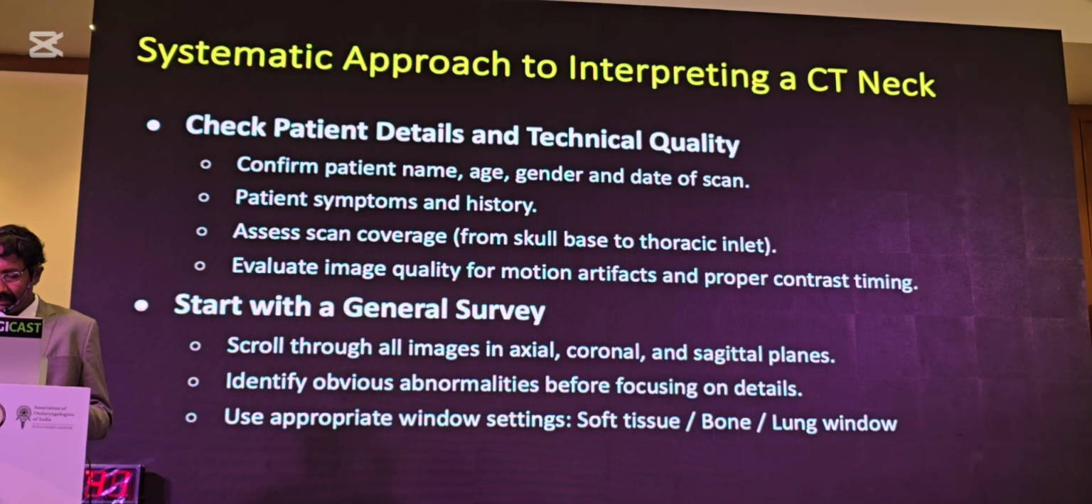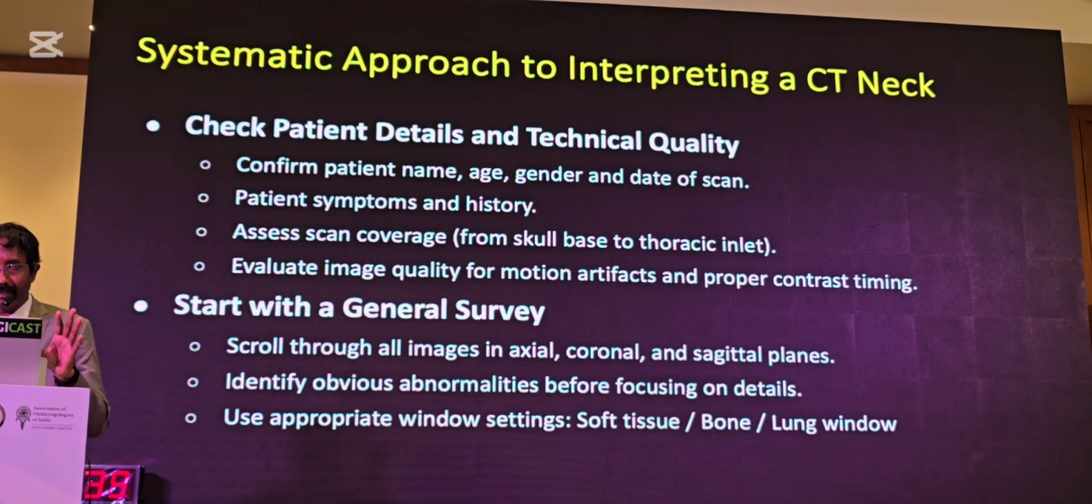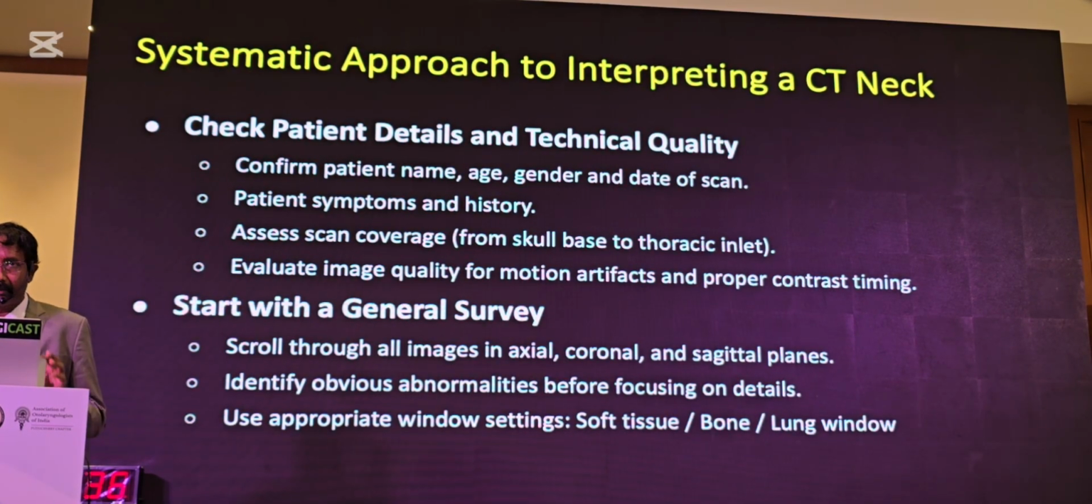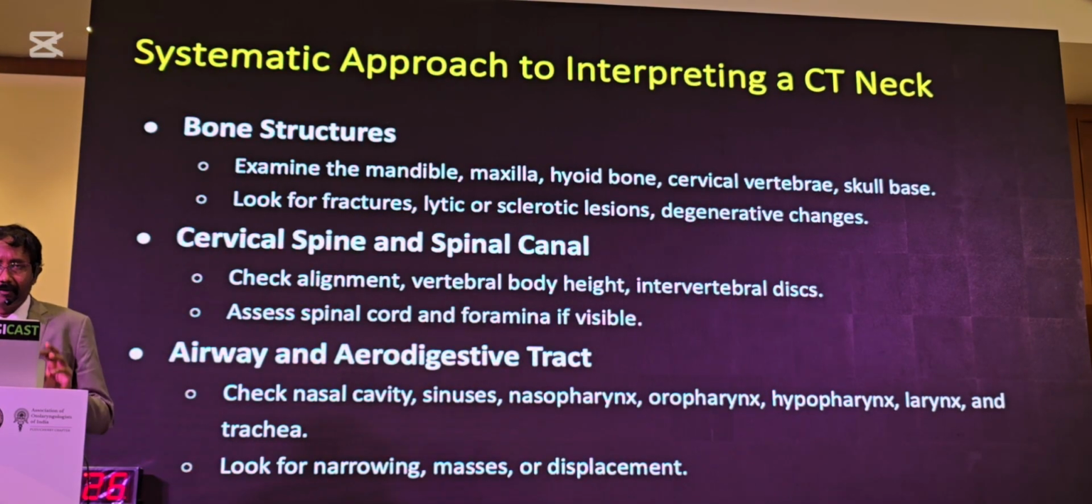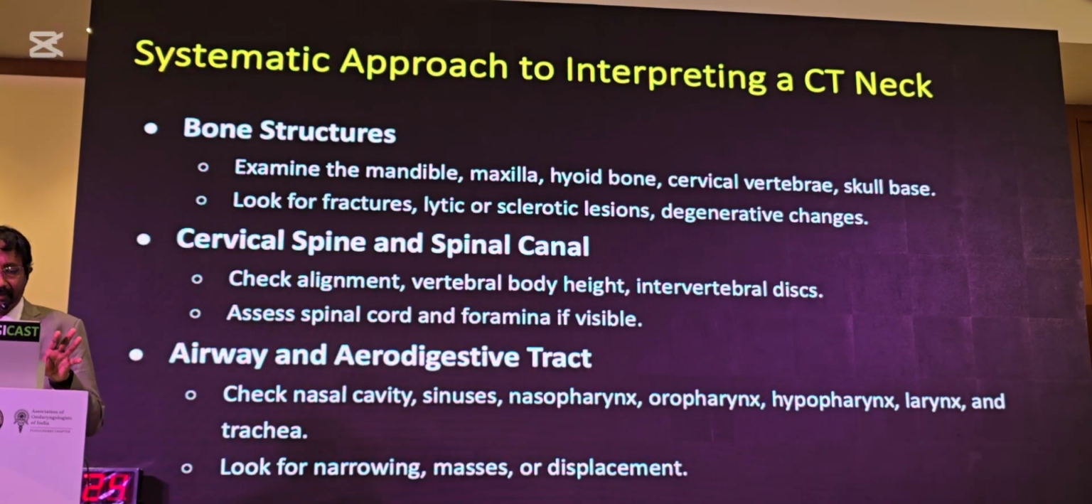Scroll through all images in all planes and identify any focal anomaly. And use the appropriate window when you are looking for certain things. When you are looking for a soft tissue pathology, look for that. When you look for any lung pathology, look in that window's width and level. If you are looking for any bony structure, so maxilla, mandible, hyoid, do accordingly. First, see the bone structure.